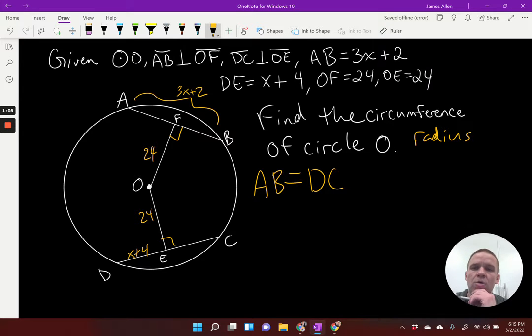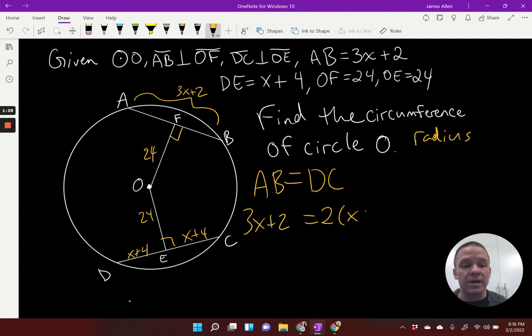Well, I know the length of AB is 3x plus 2, but what's my length of DC? If DE is x plus 4, I can conclude that EC is also x plus 4, because if I'm drawing from the center, perpendicular to a chord, it also bisects the chord. So the two pieces of that chord, DE and EC, are going to be the same. So I will have 2 times x plus 4. If a radius or something drawn from the center is perpendicular to a chord, it bisects the chord. That's what we just used there.